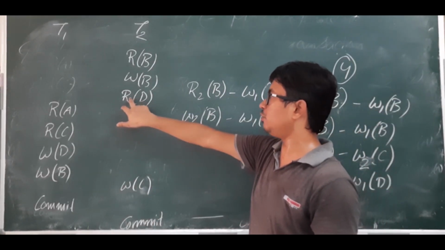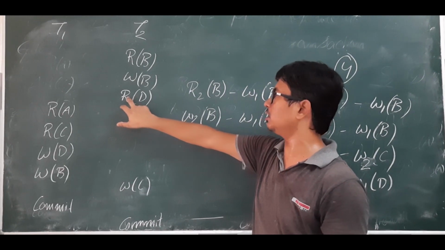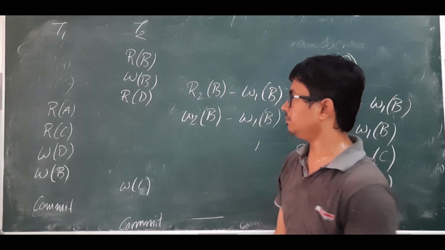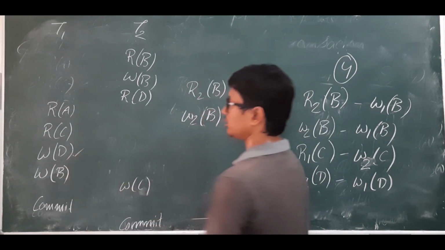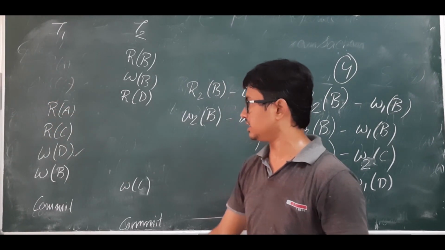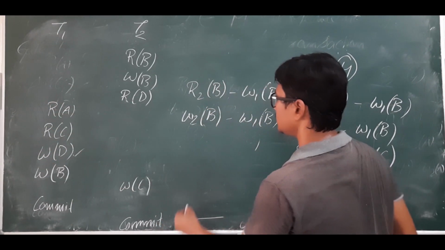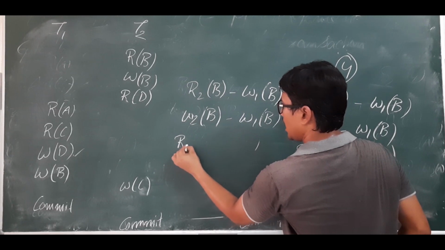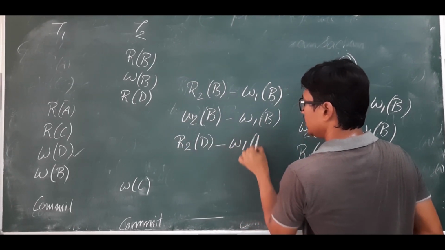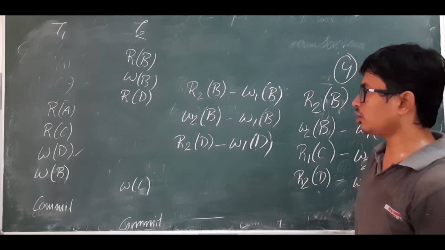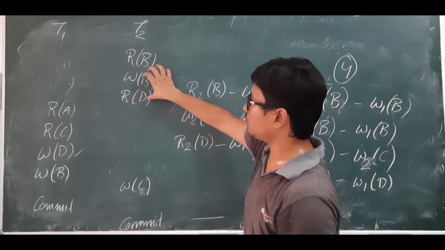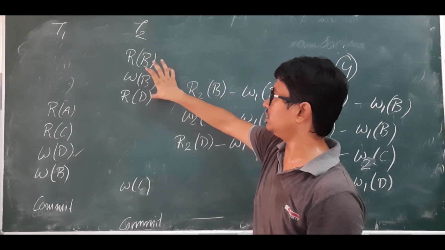Similarly, we will see what conflict operations are possible with this operation called read on data item D. This is the conflict operation. Why not these two? Because they are on 2 different data items, so we no need to check it. Write D, so it is a conflict operation. So R2 of D to W1 of D. So it is another conflict operation. So we have found the conflict operations possible with this operation.